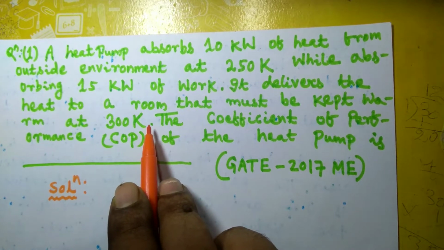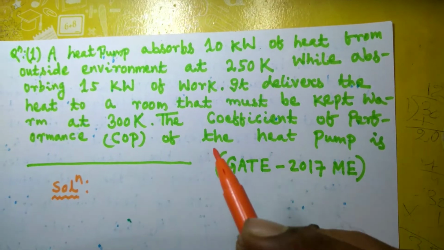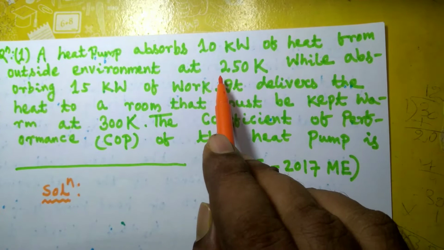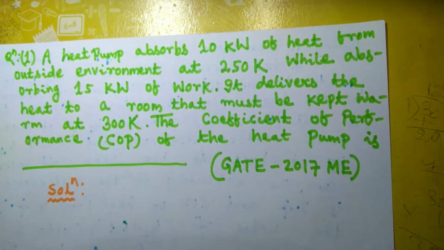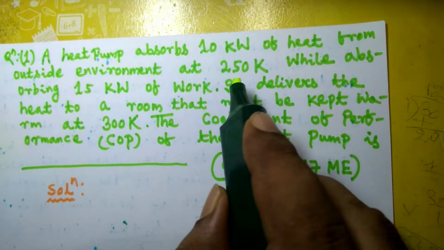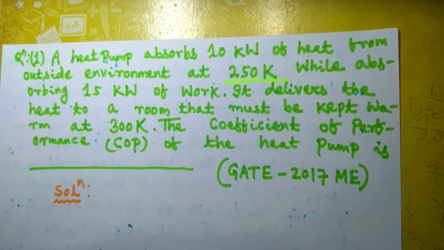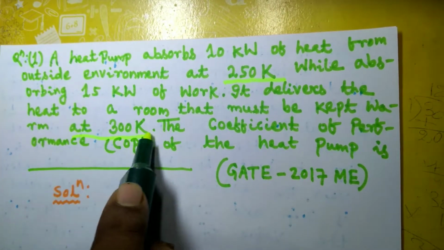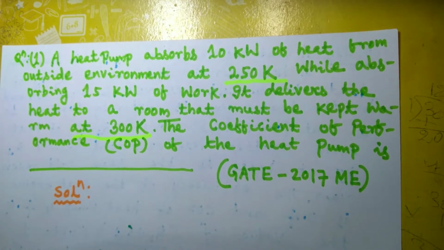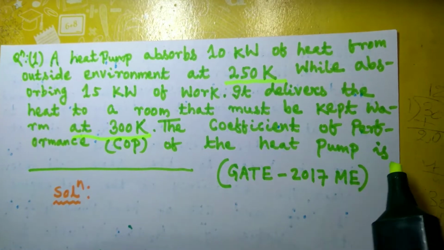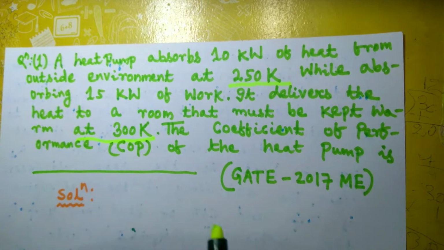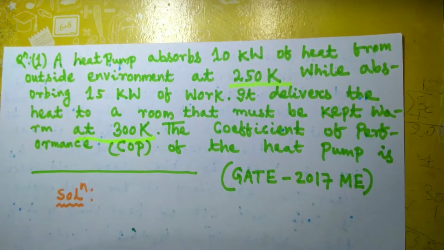So we know that heat pump is usually used in winter days to maintain the temperature of a room at a higher level than that of the surrounding. So surrounding temperature is 250 Kelvin. These are the key points. Surrounding temperature is 250 Kelvin, but the room temperature is to be maintained at 300 Kelvin. The coefficient of performance of the heat pump is how much? So we have to calculate the coefficient of performance.